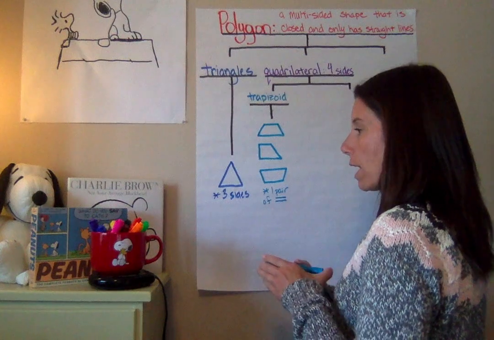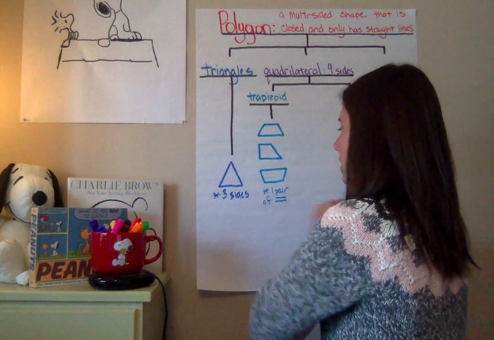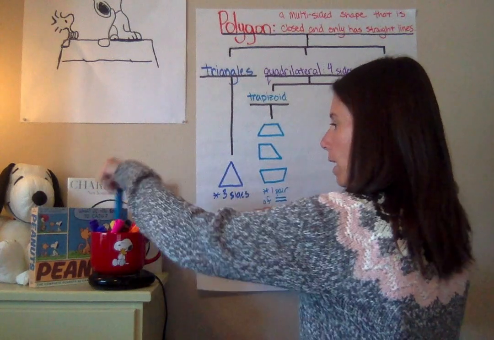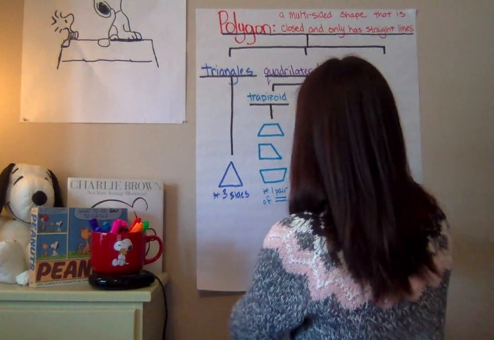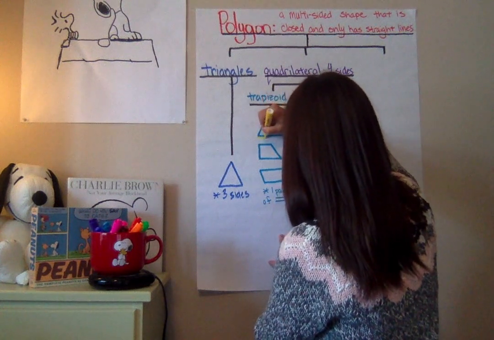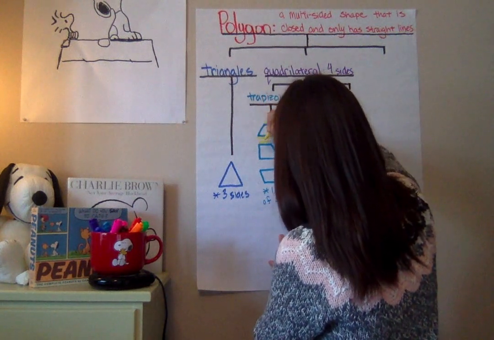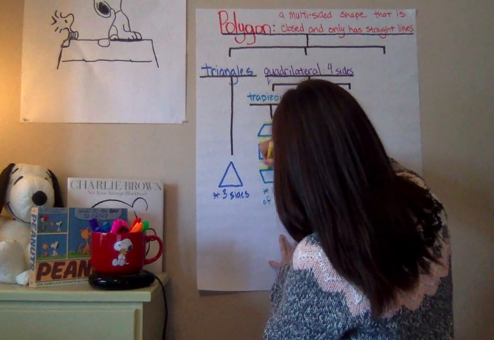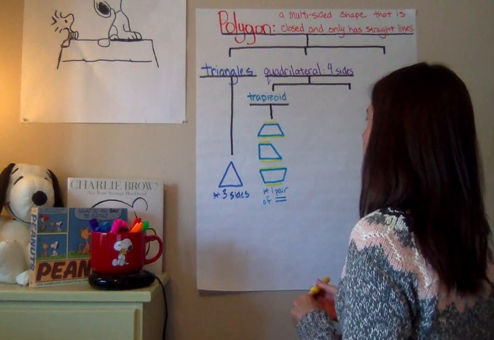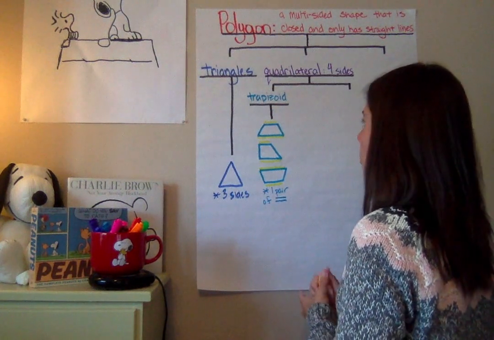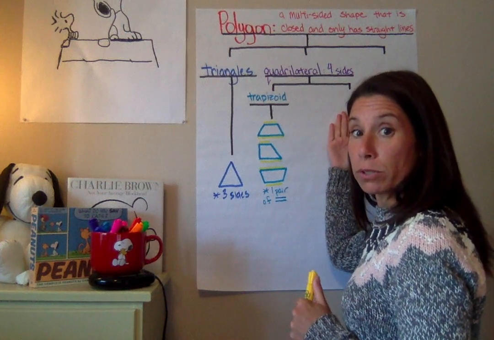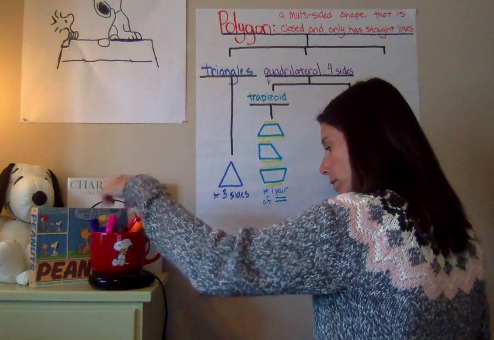Okay, so I'm going to take my yellow and I'm going to highlight my parallel sides. Okay, I'm going to highlight the parallel right here. So here's my parallel lines. Here's parallel lines. These are parallel lines here. Okay, now we're going to go over to the next set of quadrilaterals, which is the parallelograms.